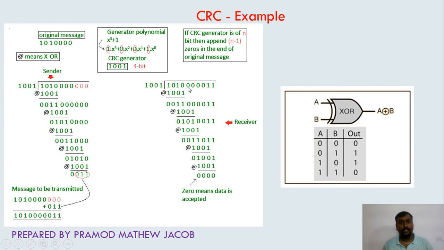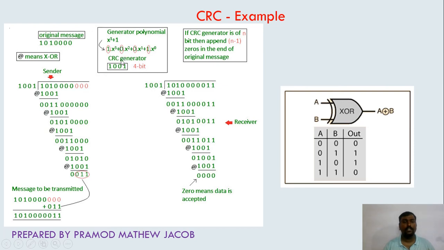On the receiver side, we again perform the same XOR operation from the first bit till the last bit. So 1 0 1 0 0 0 0 0 1 1 XOR 1 0 0 1. 1 XOR 1 is 0, 0 XOR 0 is 0, 1 XOR 0 is 1, 0 XOR 1 is 1, then the remaining 0 0 0 1 1. Then check for the first bit possessing the 1 value. Below that, write down the CRC generator value 1 0 0 1.